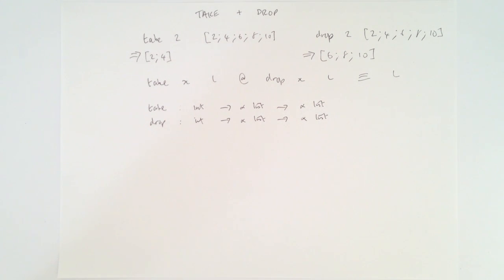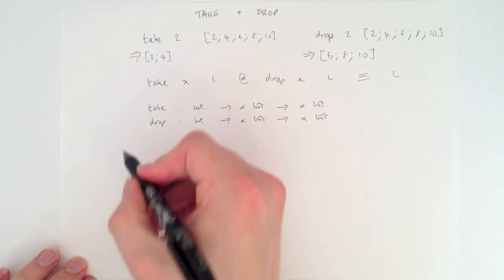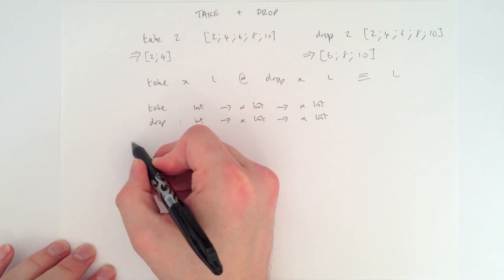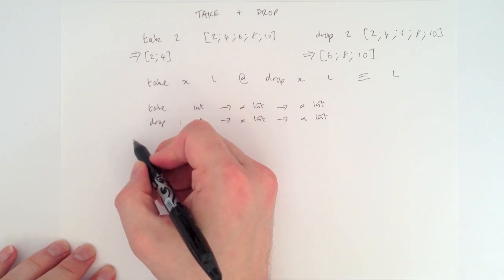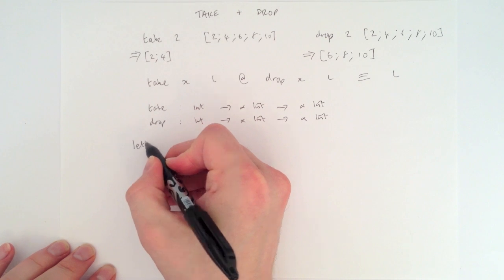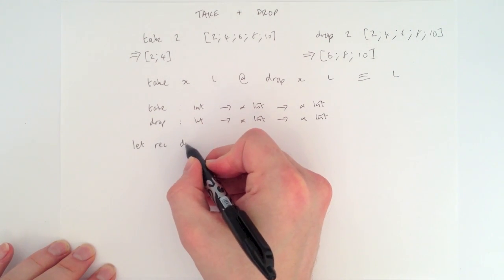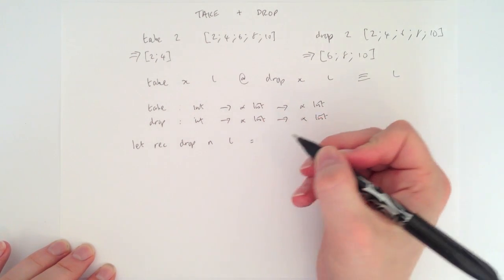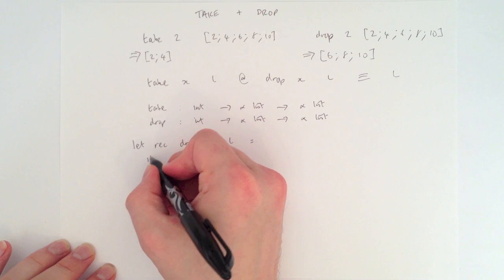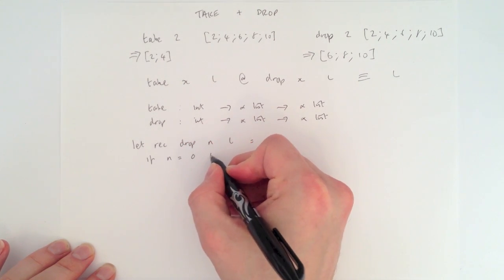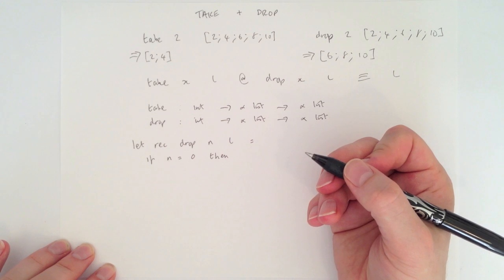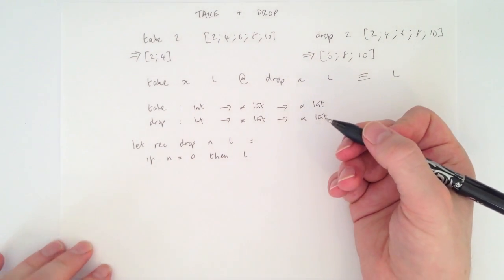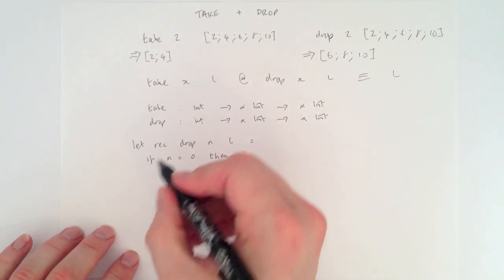So now to define these, well, they're fairly simple to write out, but we have to decide what happens in the case of a failure. So we can write drop out, let rec drop, I'll call it n and l, n the number of things we want to drop, l the list. Well, if n equals 0, then we just want to return the list. We've been asked to drop 0 elements from a list, we return the same list.